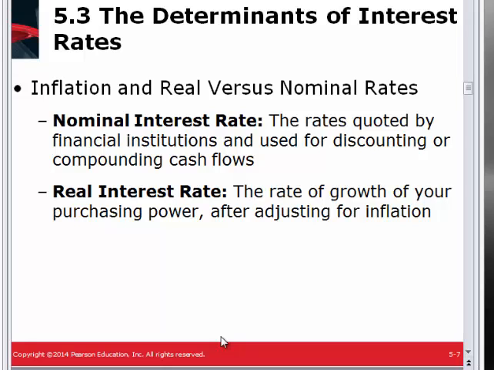So again, we have this nominal interest rate, that's the number that's quoted, but there are also other interest rates. What we want to look at here is the creation of interest rates in general.